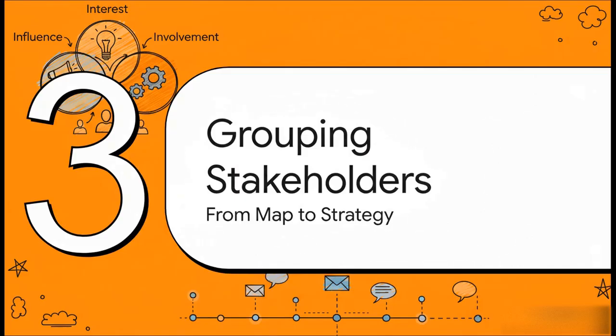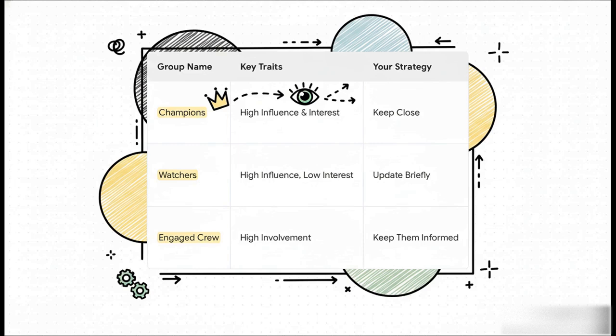Okay, once you have those scores, you can start to group people. And this is the moment, this is when the map stops being a list and starts becoming an actual strategy. You'll immediately see who needs your attention, and more importantly, what kind of attention they need. So here's how you turn those scores into action. Your champions, these are the folks with high influence and high interest. They're your partners. Keep them super close. They'll help you build momentum.